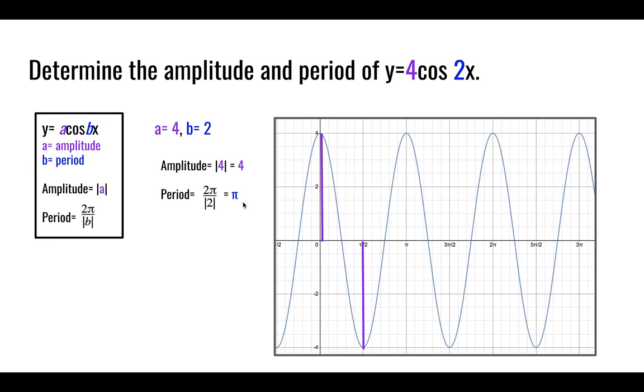Here this graph shows us this is the amplitude of 4, and this is the period of pi, showing the 2 peaks.